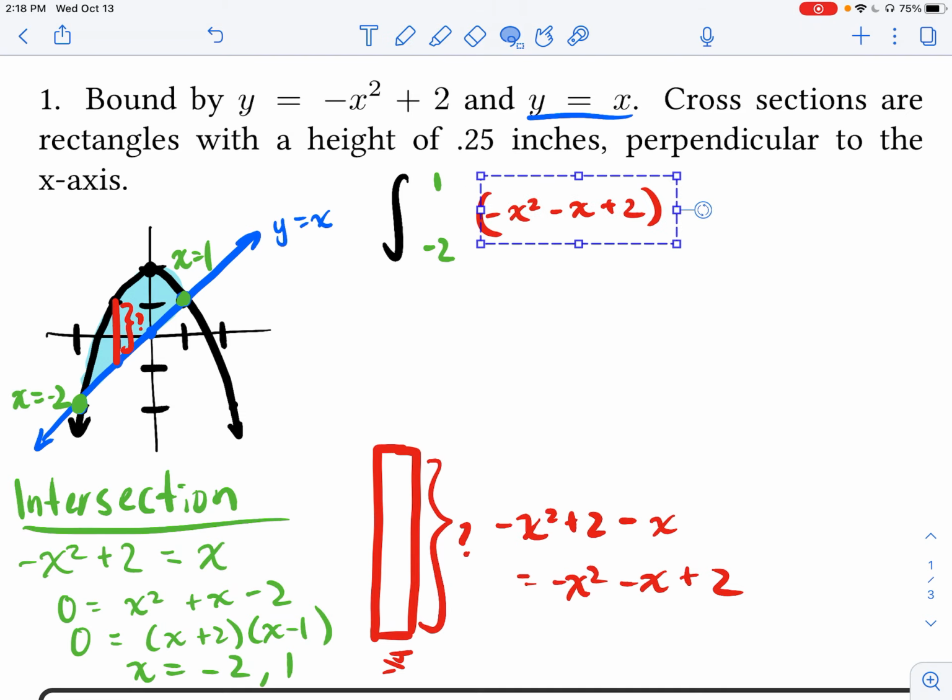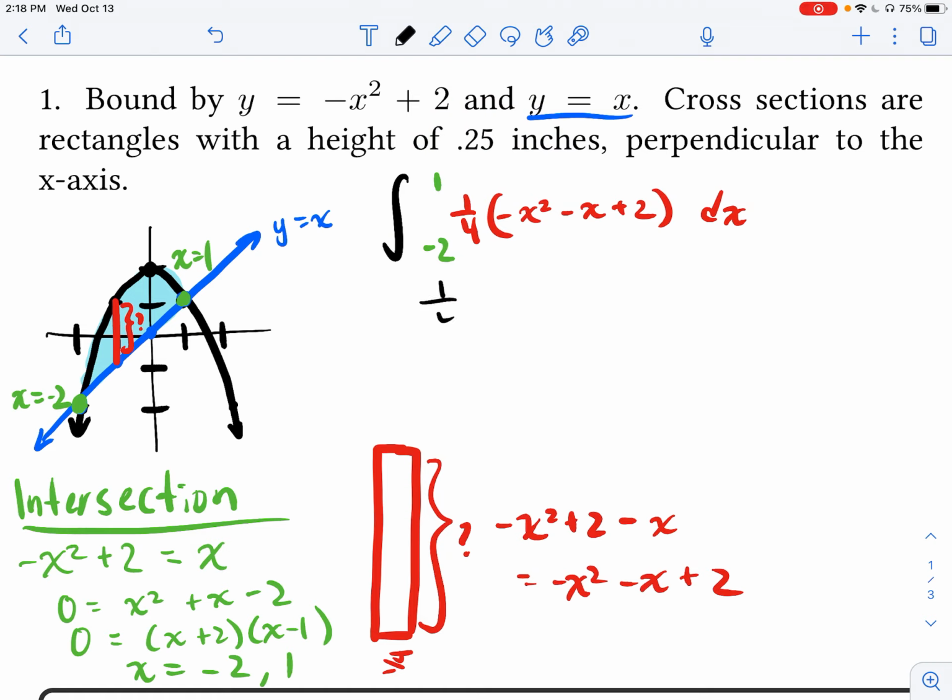And then I want to multiply this by the width. The width is going to be 1/4, right? Length times width is going to give us the area of this rectangle, all of this with respect to x. So when we're writing this, we can just go ahead and move that 1/4 to the outside if we want. So 1/4 times the integral from negative 2 to 1 of negative x squared minus x plus 2, all of that with respect to x.